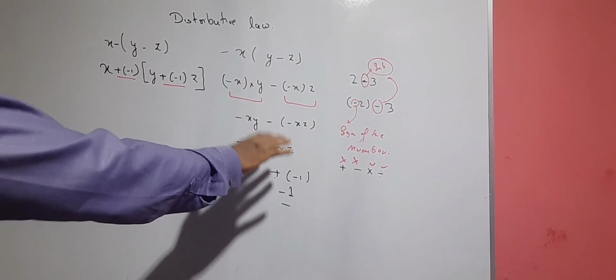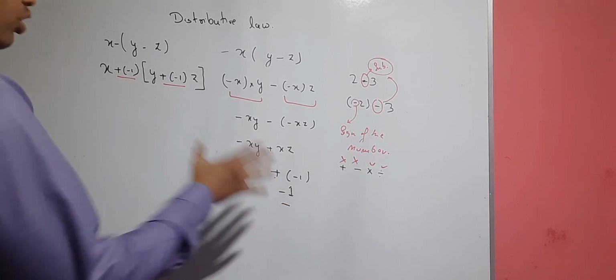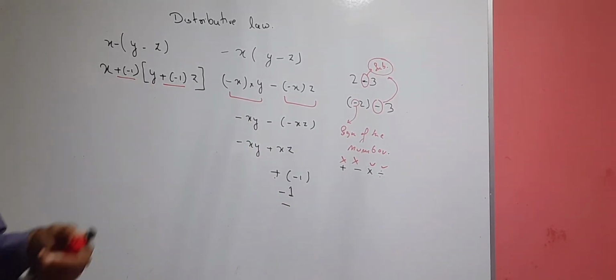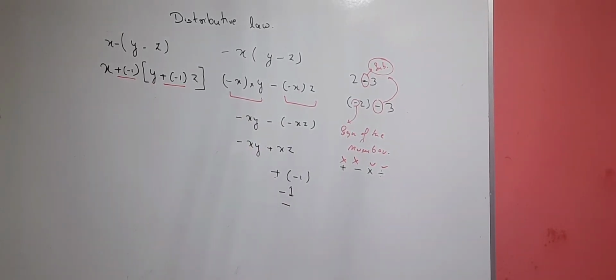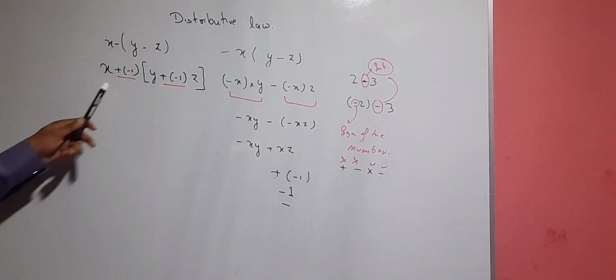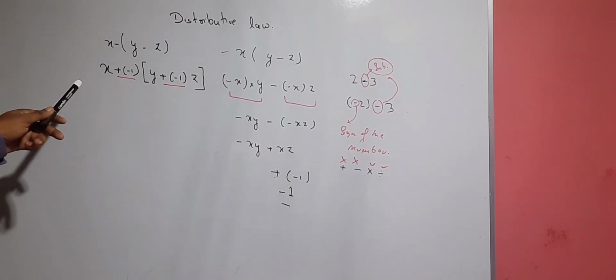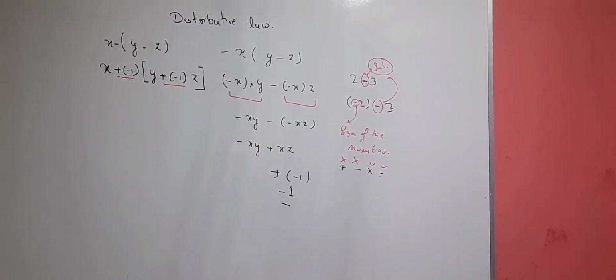If you find it easy, you can use this method, or if you find it difficult, you can go for the other method. Here you have to convert all the minus signs into plus signs, and instead of minus you write minus 1. Okay, so now what we have to do, now we have written this.